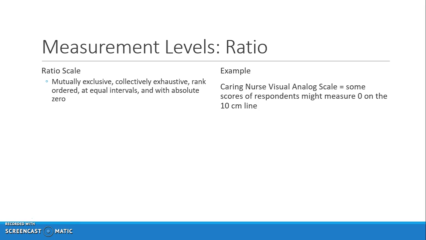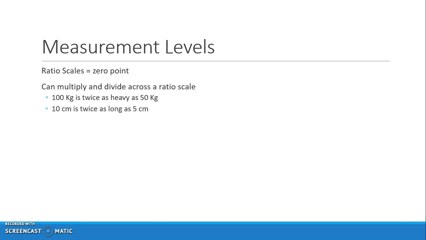Ratio level data is defined as mutually exclusive, collectively exhaustive, rank ordered at equal intervals with an absolute 0. So that gets you into the magnitude idea, in that you can say twice as caring, and so forth. So the Caring Nurse Visual Analog Scale, basically the respondents might answer 0 on a 10 centimeter line because they had a disastrous experience. In that case, you would treat the data as ratio level data for your participants' data.